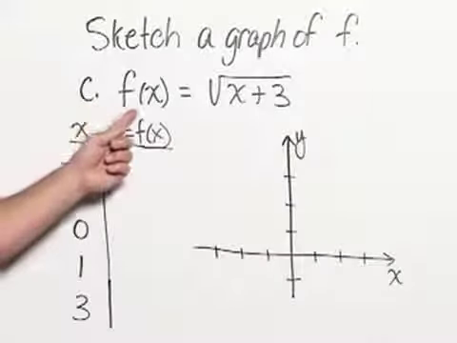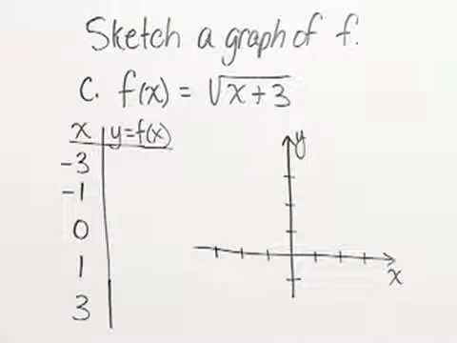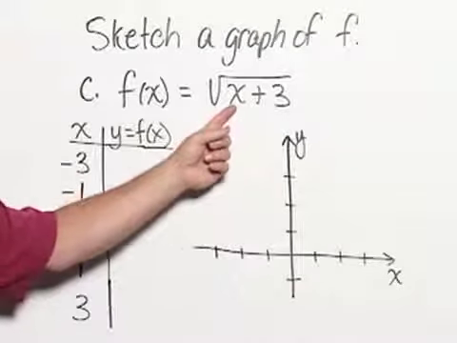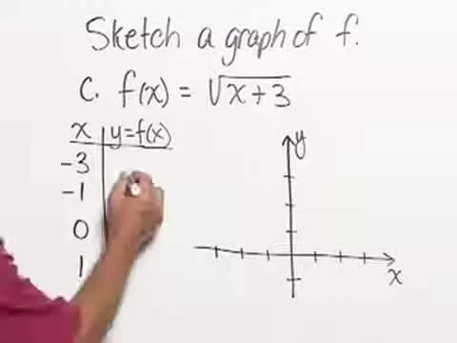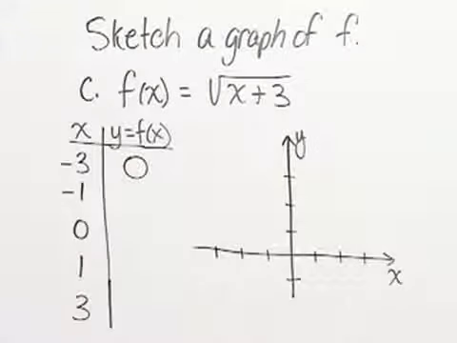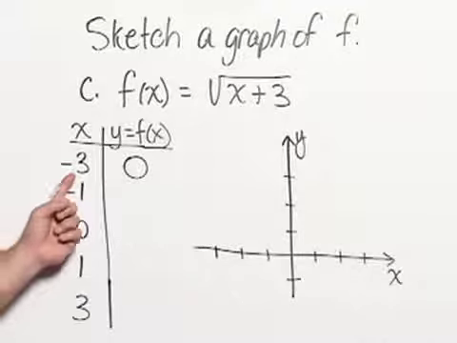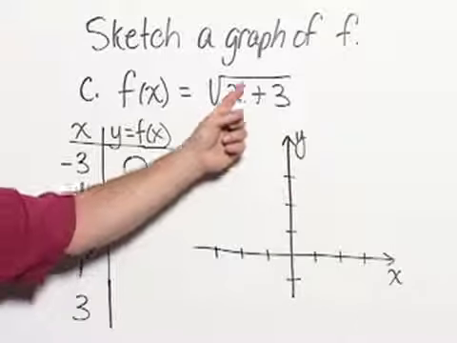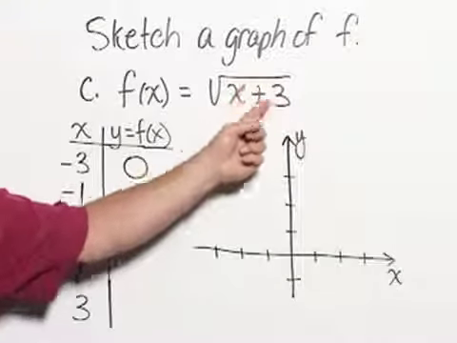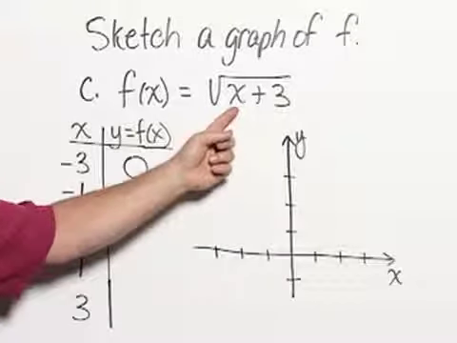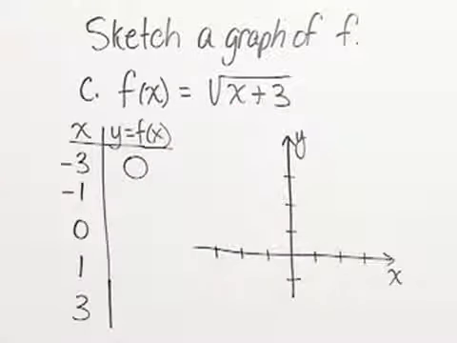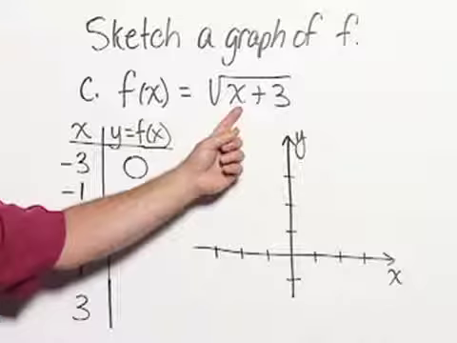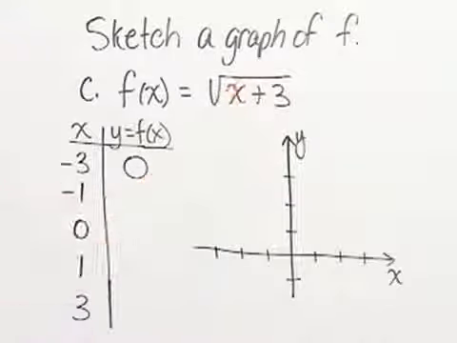For part C, f of x equals the square root of x plus 3. Let's start by substituting negative 3 for x. Negative 3 plus 3 is 0, and the square root of 0 is 0. Now, I started at negative 3 because I recognized that if I started with numbers less than negative 3, when I added 3 to them, that would leave a negative number underneath the square root. And that does not yield a real number solution. And therefore, negative 3 was the first number to plug in with respect to the domain of that function.